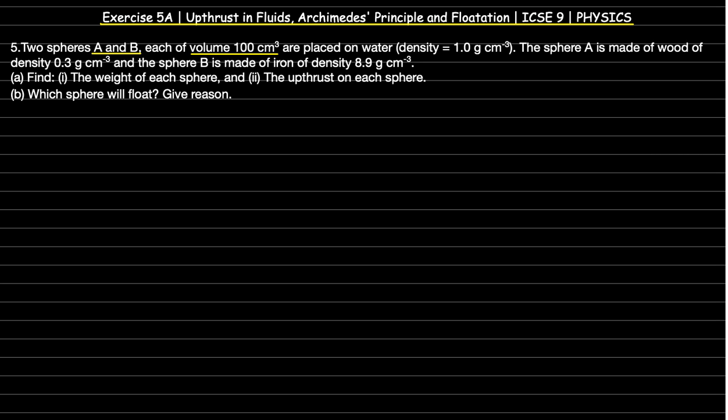So I would write the given data here. VA is equal to VB is equal to 100 centimeter cube. Now when we convert centimeter cube to meter cube, we multiply by 10 to the power of minus 6. So 100 into 10 to the power of minus 6 meter cube. So this happens to be 10 to the power of minus 4 meter cube. So we have got the volume as 10 to the power of minus 4 meter cube.